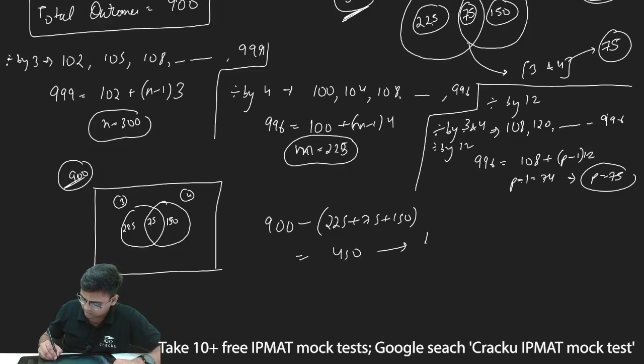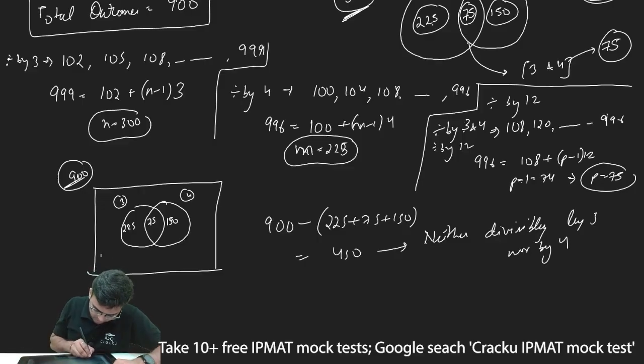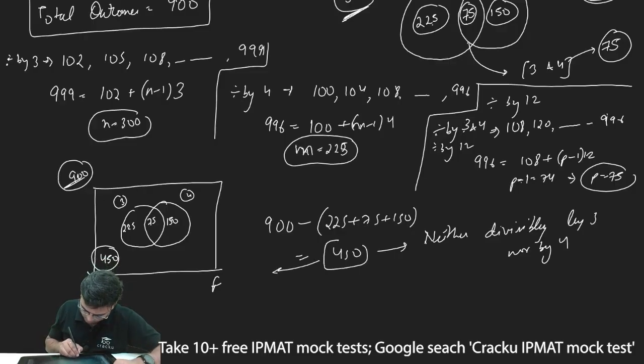So 450 3-digit numbers are neither divisible by 3 nor by 4. So this 450 are the 3-digit numbers neither divisible by 3 nor by 4, and thus this 450 will appear as favorable outcomes.